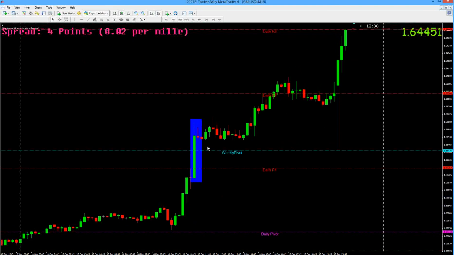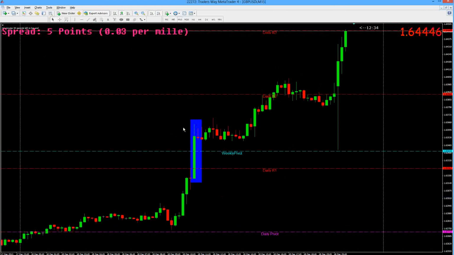So like on this one here, for instance, I knew we were going to have a reversal, but I would have taken a crap entry. At this point, it would have been a loss. Even though I did get the trade right, because of my entry, I lost the trade.